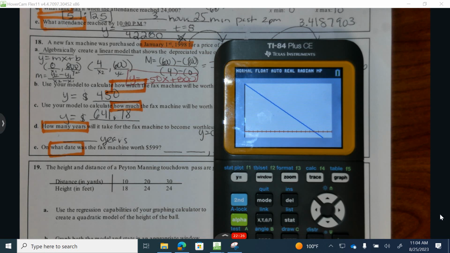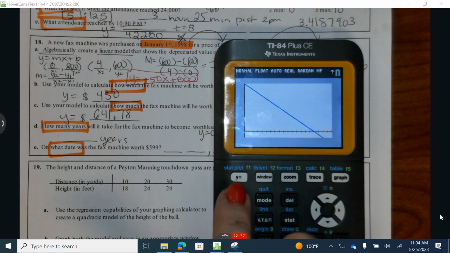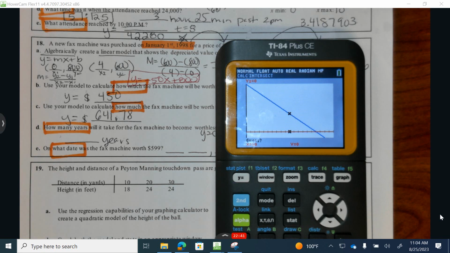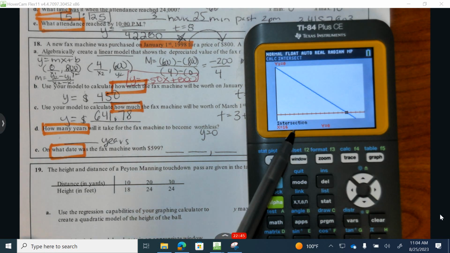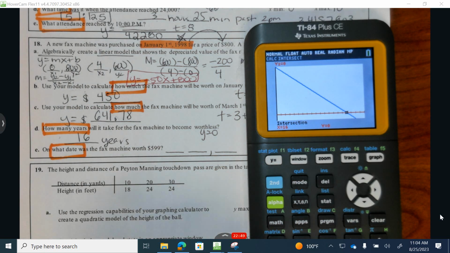Please use the intersection button or use the 0 feature to find out what is this exact, precise point. And the answer is how many years? 16. All right, here we go.